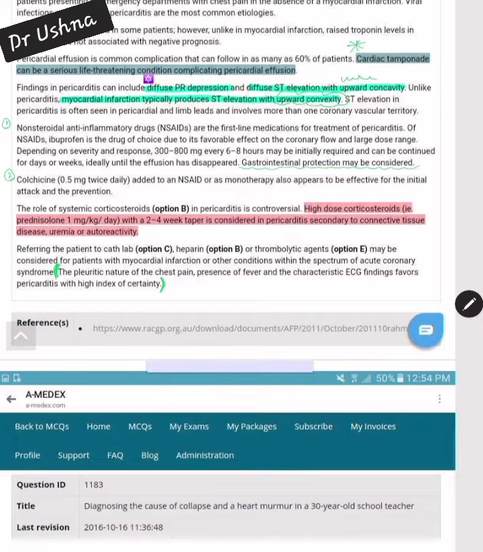Whenever you are giving the NSAID, you have to give GI protection in the form of a PPI, which is a proton pump inhibitor, or H2 blockers. The second line management is colchicine, 0.5 milligram twice daily. This is important for pericarditis management. But when you have uremic pericarditis, or pericarditis due to connective tissue diseases and autoreactivity, then you give high dose corticosteroid as well, in the form of prednisone 1 milligram per kg per day for these patients.